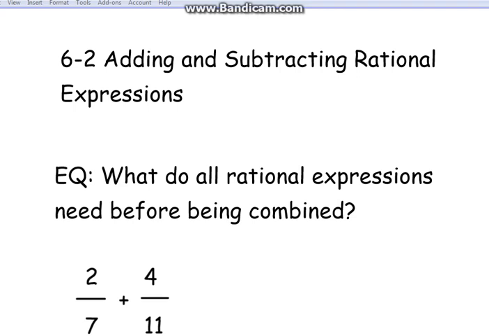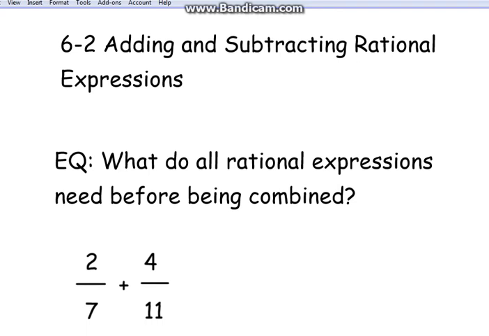So first things first, what do all rational expressions need before being combined? Well, we need to make sure we have common denominators. There's the answer to our EQ. Perfect. Okay, so we take a look.